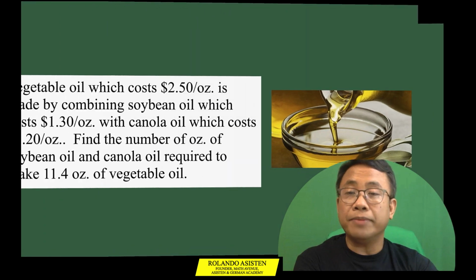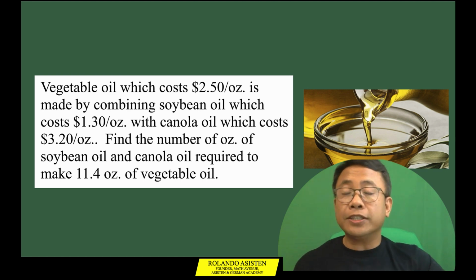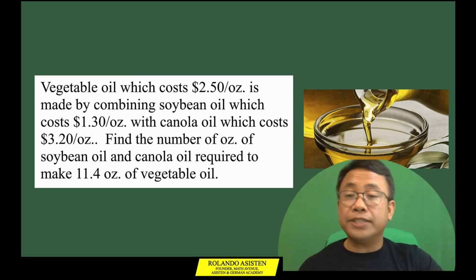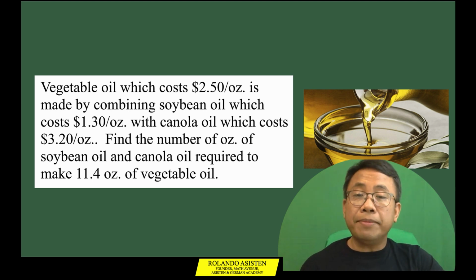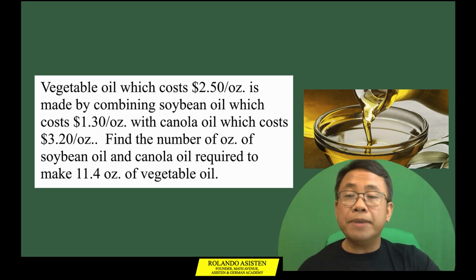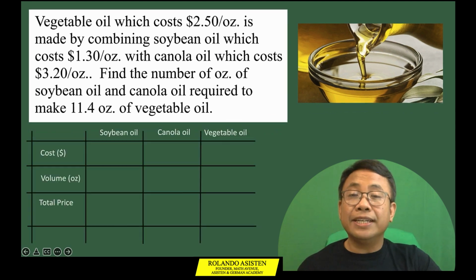Here is problem number 3. Vegetable oil, which costs $2.50 per ounce, is made by combining soybean oil, which costs $1.30 per ounce, with canola oil, which costs $3.20 per ounce. Find the number of ounces of soybean oil and canola oil required to make 11.4 ounces of vegetable oil. So again, the strategy is to create a table.